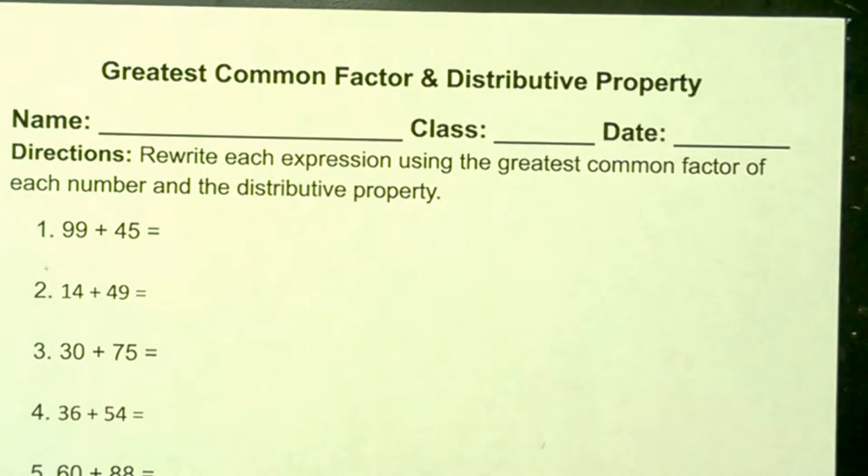Greatest common factor and the distributive property. How do they work together? How do we use them together?